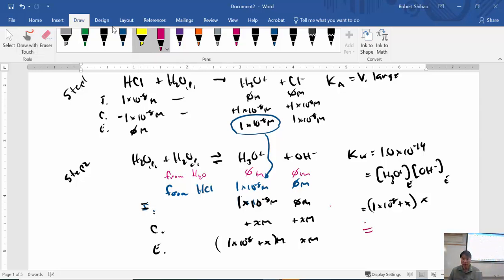Okay, trying the simplifying assumption, we're going to assume that X is much smaller than 1 times 10 to the minus 8. And therefore, 1 times 10 to the minus 8 plus X should just be the same as 1 times 10 to the minus 8. And then we'll leave this X in here because X is big relative to 0. And what we're going to get when we do this calculation is X is going to equal Kw, which is 1.0 times 10 to the minus 14, divided by 1 times 10 to the minus 8.